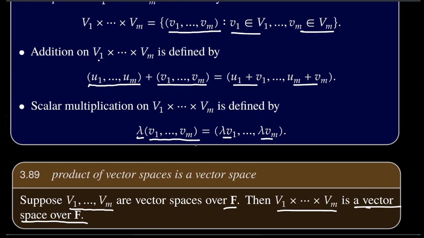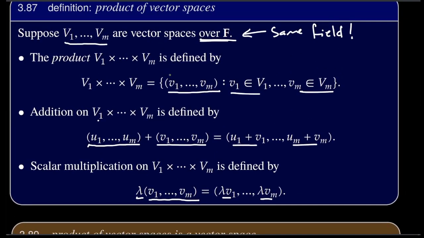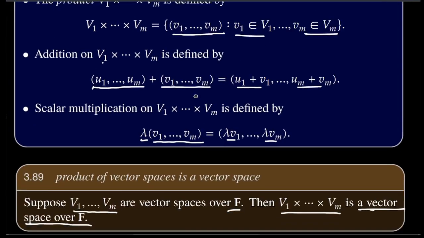And hopefully, it is pretty clear that if each one of these things is a vector space, then since all we're doing is addition in each one of them and scaling in each one of them, this list of things is still a vector space as well.